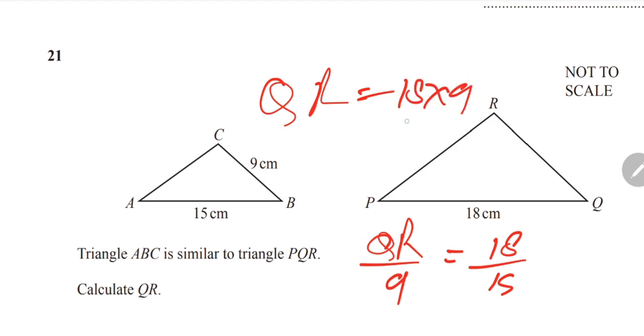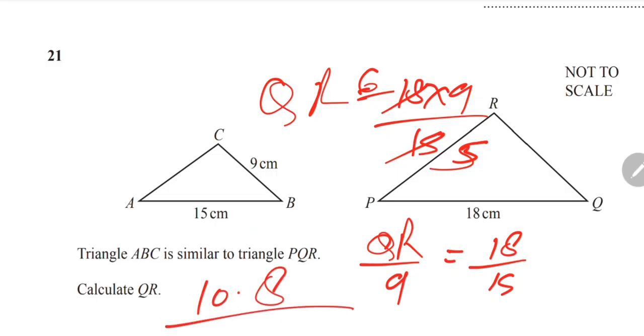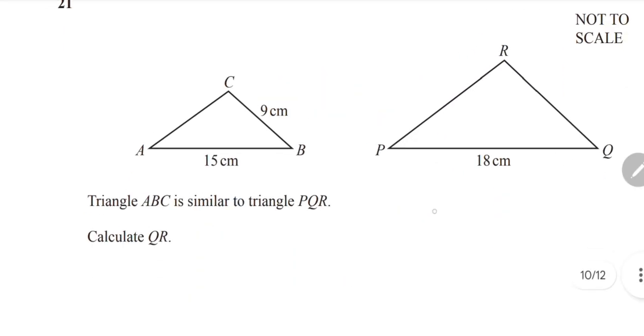So I think this is QR equals 18 multiplied by 9 upon 15, 3 times, 3 fives and 6 times, 54 divided by 5, 10.8. So QR is about 10.8. We just divide and find the value. Okay, the next question.